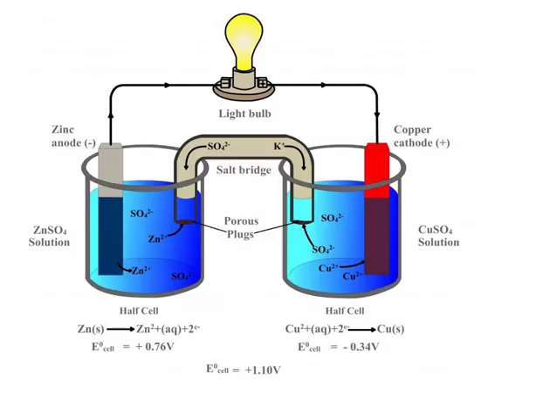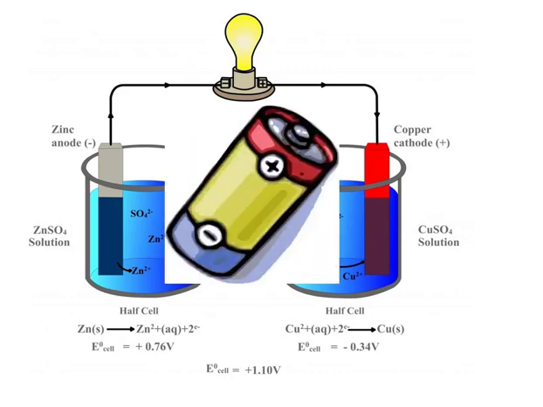In this video, I'd like to explain what a salt bridge is in an electrochemical cell and why it is necessary to have one. An electrochemical cell can be thought of as a battery. Batteries supply electrical current or electricity to electrical devices such as a cell phone.